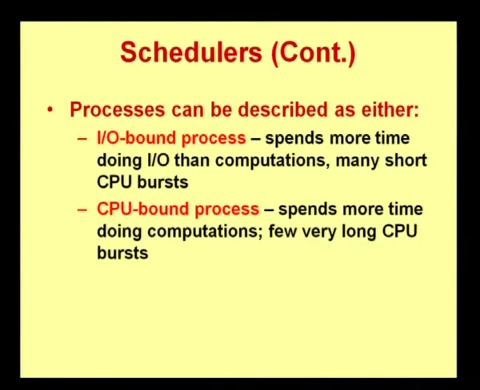Then about the processes: the scheduler has the processes classified into two groups. One is called an IO bound process, the other one is the CPU bound process. What is the IO bound process? An IO bound process spends more time doing IO than computation. IO means the input output devices. Whereas the CPU bound process spends more time doing computation, more time spent on arithmetic operations and all sorts of computing activities.